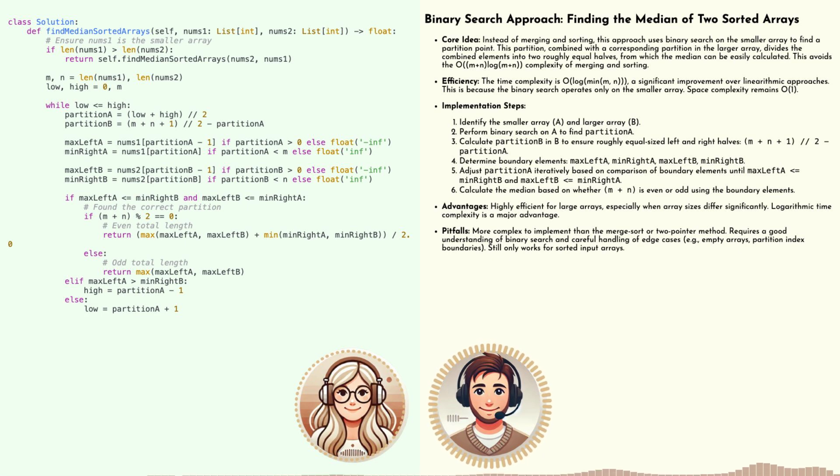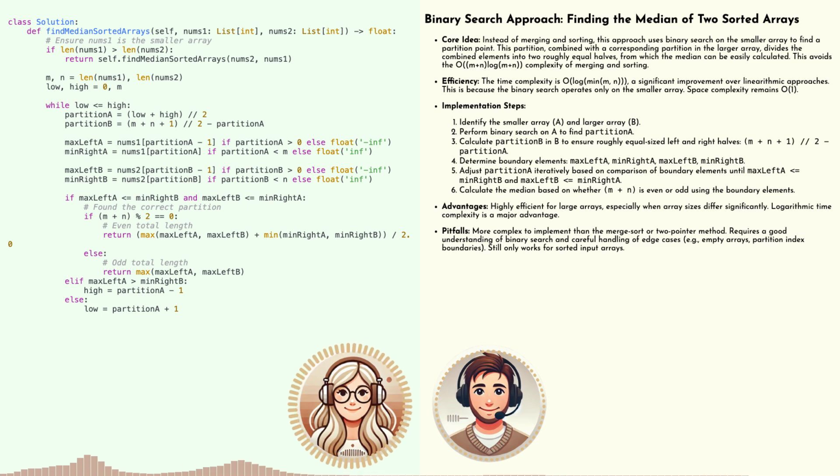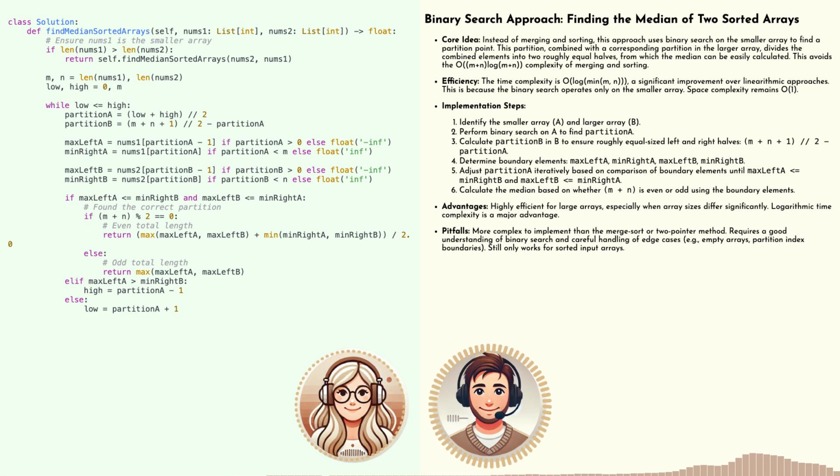Okay, this is starting to make sense, but what's the advantage of using binary search here? Is it really more efficient than two pointers? It is, especially for larger data sets. Binary search has a time complexity of log of m plus n. And remember, logarithms grow much more slowly than linear functions. So as our arrays get bigger, binary search starts to really outperform the two pointers method.